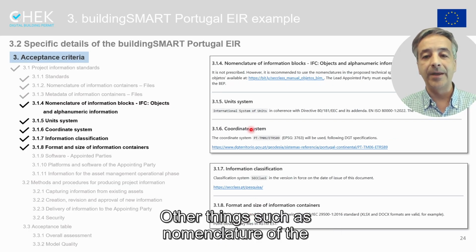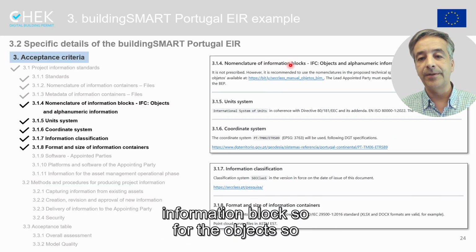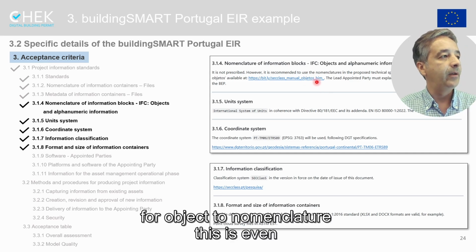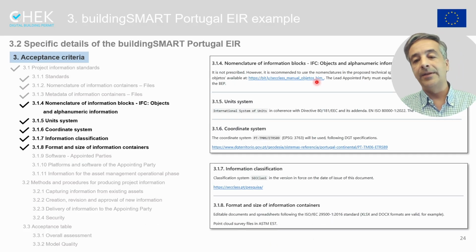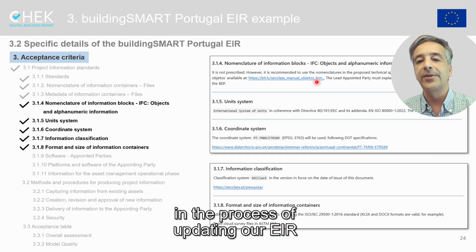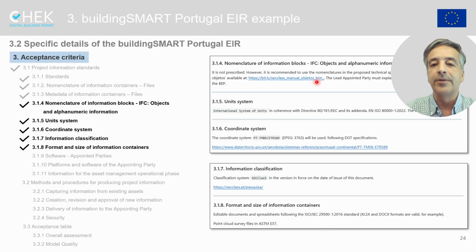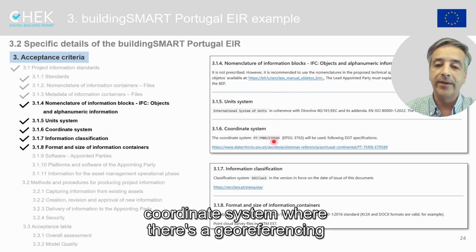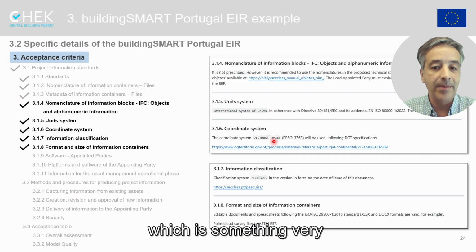Other things such as nomenclature of the information blocks, so for the objects. In the case of Portugal, there was a manual for object nomenclature. This is even becoming outdated with ISO 22014, but we are in the process of updating our EIR, so this will be changing. And the unit system, the coordinate system, where there's a georeferencing, which is something very important in the scope of CHEK.